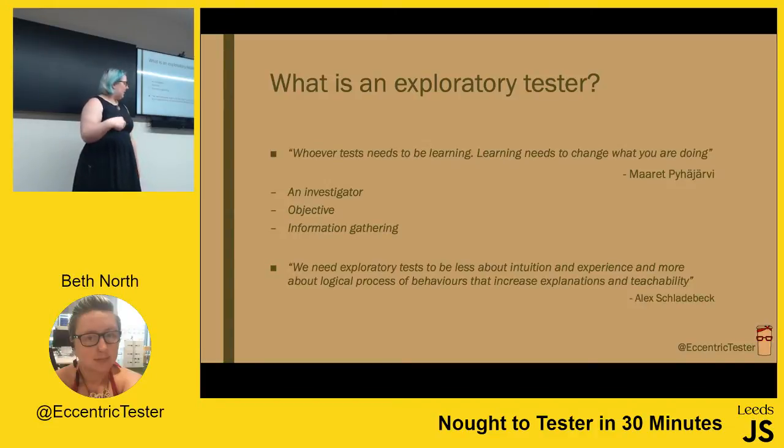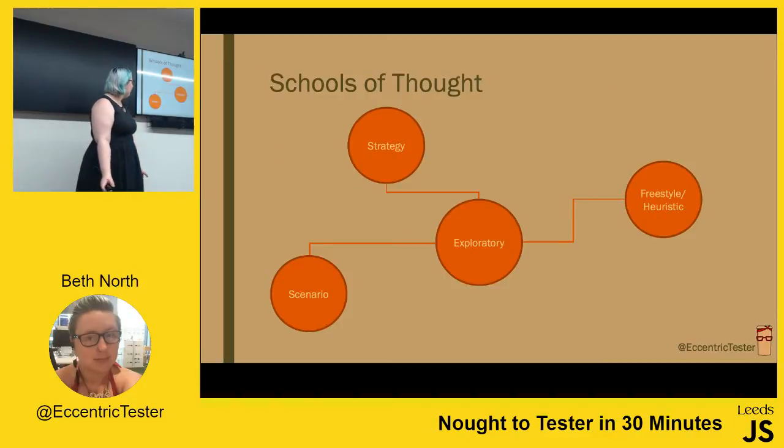And Alex Schlotterbeck has also summarised that, saying we need exploratory testing to be less about intuition and experience, saying I have a gut feeling, or this doesn't look right, and more about following logical processes and behaviours and making it a teachable skill. So 3 schools of thought. There is strategy, scenario, and freestyle or heuristic. Freestyle is that clicking around that everyone thinks exploratory testing is, but there is actually a logical approach to it the more skills you build up in the area.